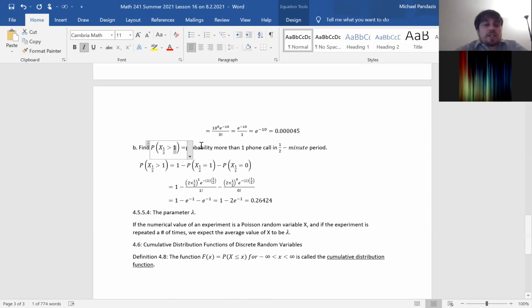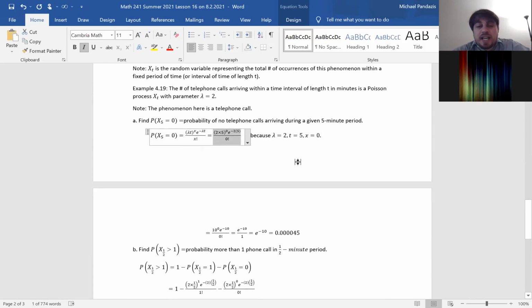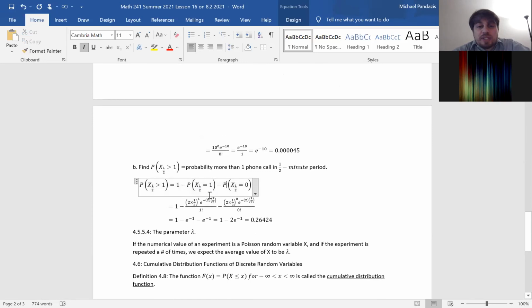And so now, just like in part A, where you could use this expression and calculate it for appropriate values of lambda t and x, you use the expression for each of these probabilities, plug in the appropriate values, you get values here, and you subtract both of them from 1, and you get this number. Does that make sense?